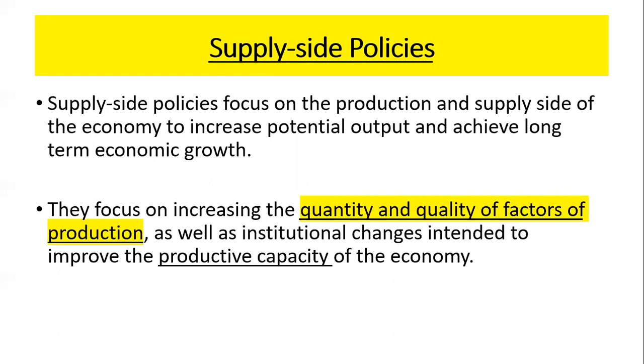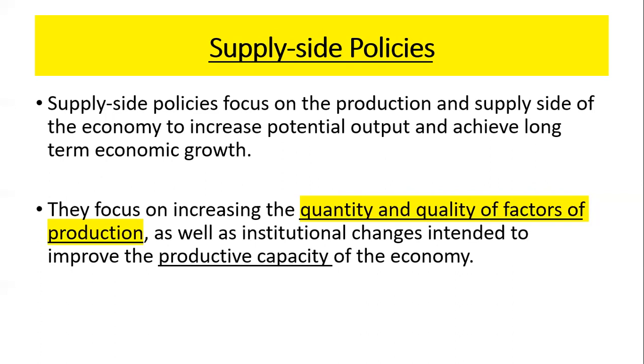So look at your different types of factors of production: land, labour, capital, enterprise. What can we physically do to increase the amount of land? How can we build more factories, for example? What can we do to increase the quality and the quantity of labour? How can we get more people into labour markets? How can we improve the quality of those who are currently in the labour market?